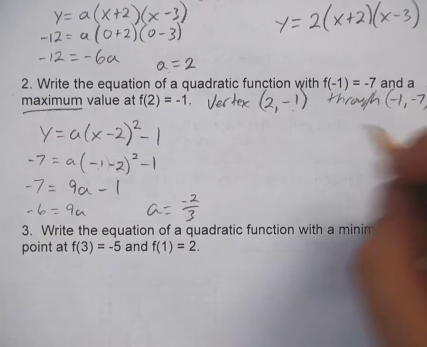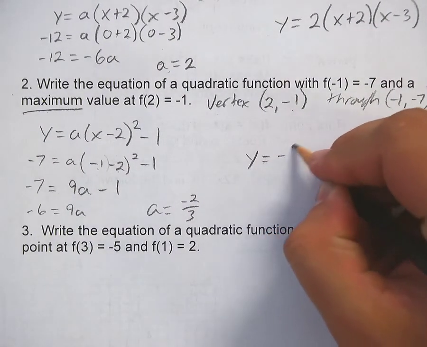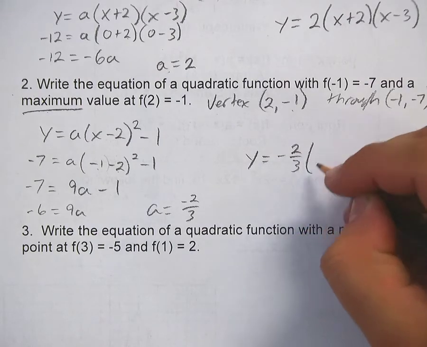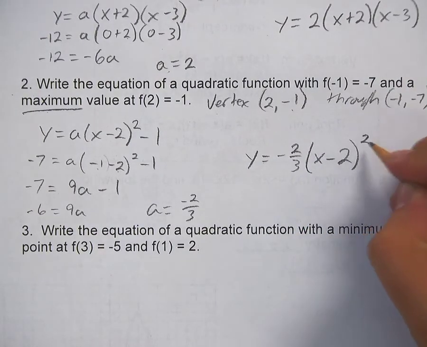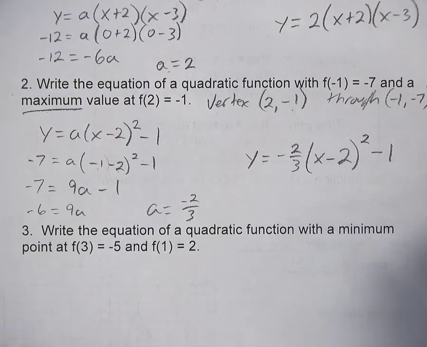Come over here, write your equation. Negative 2/3 x minus h squared plus k, which in this case is a negative 1, so minus 1.